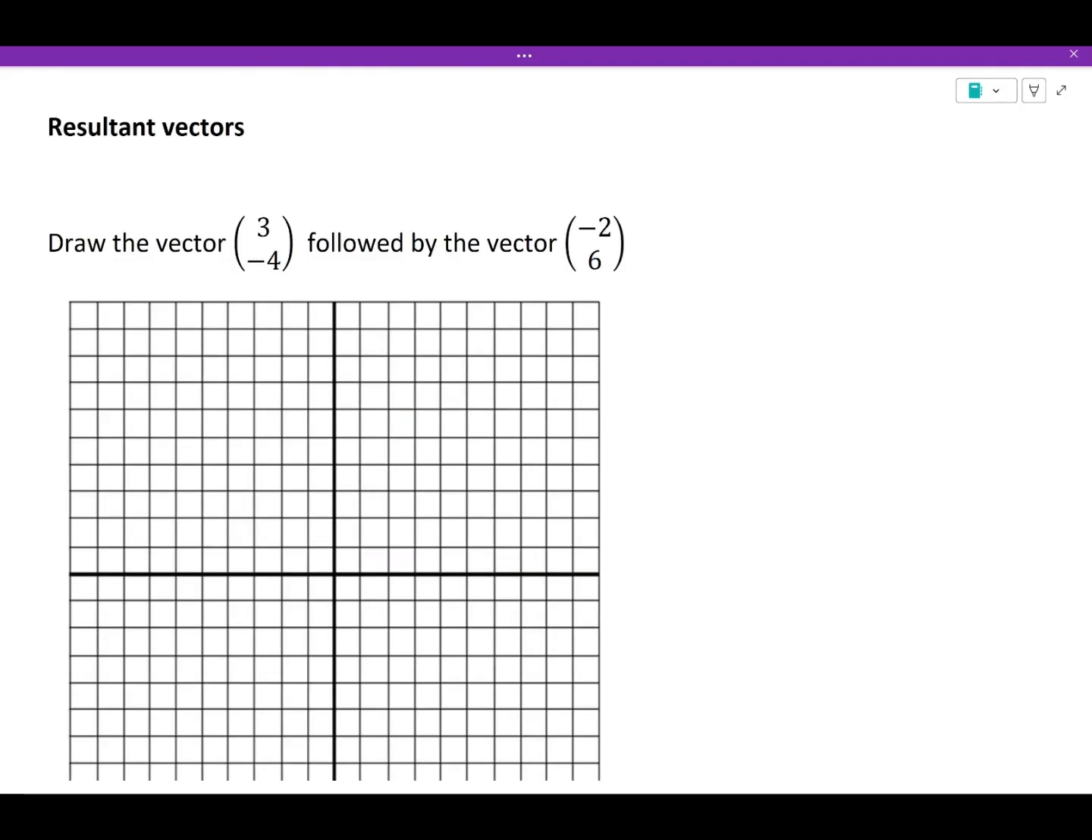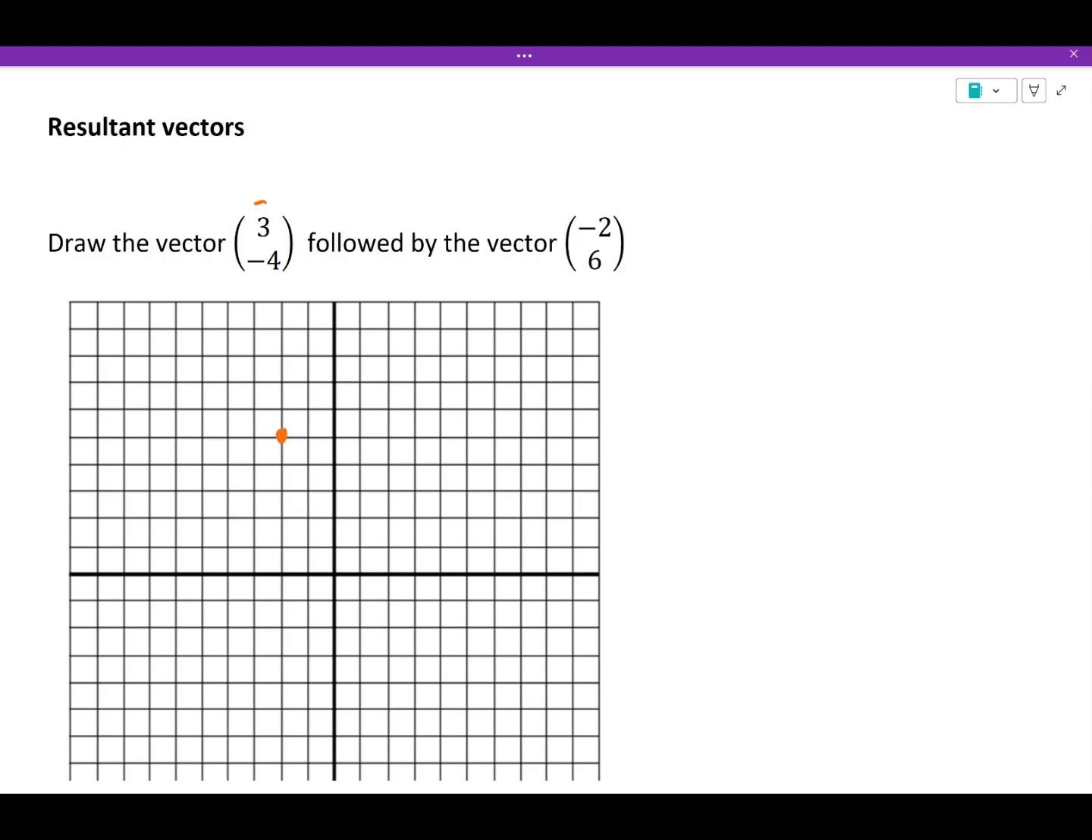What we're going to look at now is resultant vectors. In order to demonstrate this, I'm going to do this little task where I'm going to draw the vector 3, negative 4. And then we're going to follow that with the vector negative 2, 6. So they're going to be connected to each other. Now in terms of where I start, there's no point specified, so I can start wherever I want. So I'm just going to pick this point here as my start point.